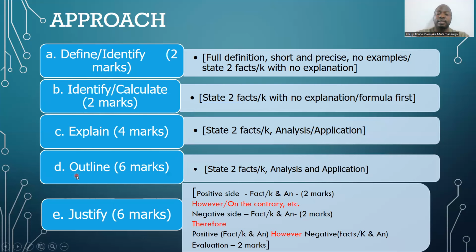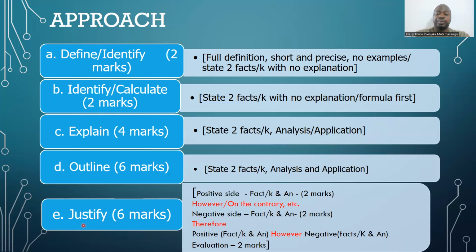Then part D calls for you to outline. Outlining in such a case means you're supposed to state first the fact, you analyze it, and then you go on to apply your answer to the scenario. And these 3 will make you get 3 marks times 2, 6 marks will be awarded for such a question. And lastly, we'll talk about part E, where you are supposed to justify your answer. In such a case, you may be given only 1 option or 2 options that you're supposed to assess.